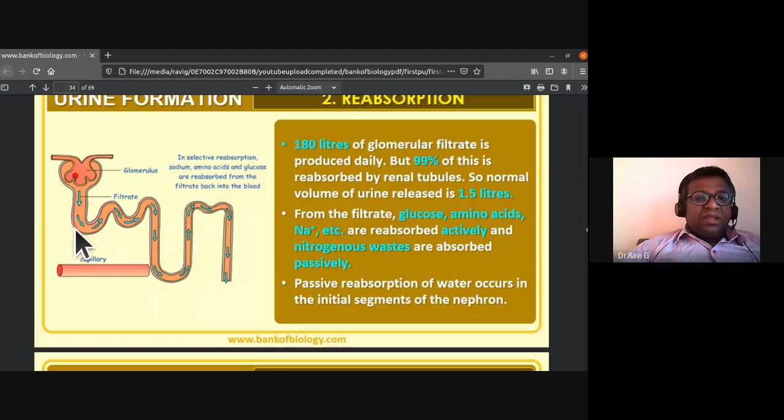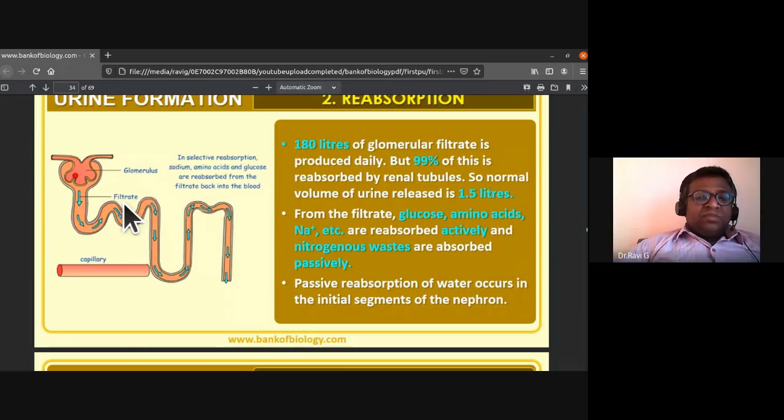From the filtrate, glucose, amino acids, and sodium ions are all reabsorbed actively. That means they are going to spend energy to absorb back the glucose, amino acids, and sodium ions, while nitrogenous wastes are absorbed passively.